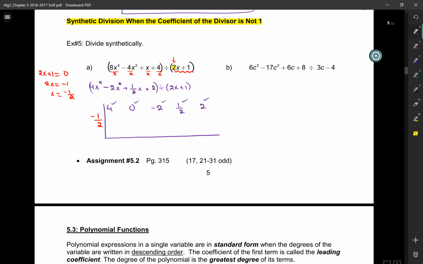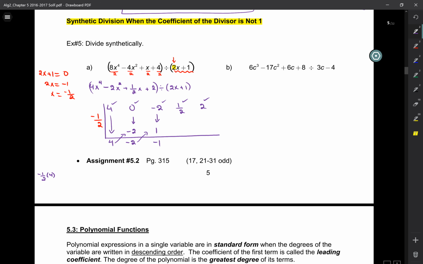Now, the first one comes down for free, so it's 4. Now, I have negative half times 4. What is that going to give me? Negative 2. I add and I get negative 2. Now I have negative half times negative 2. So is that positive or negative? Positive 1. I add and I get minus 1.